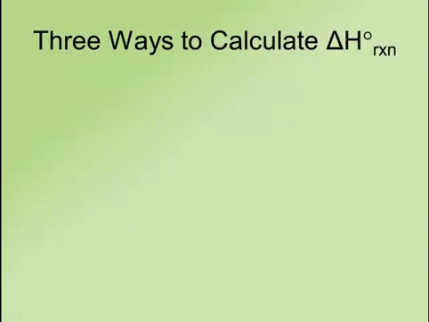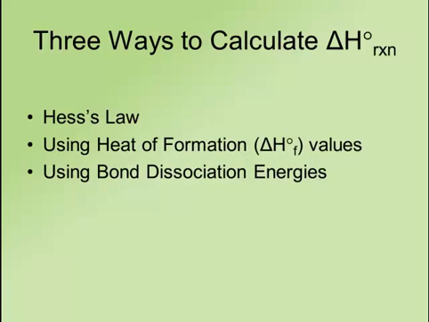There are 3 different ways that we just saw to calculate the heat of reaction. We can use Hess's law when we have existing thermochemical equations to manipulate and to add together. We can use heat of formation values, and we can use bond dissociation energies. The method used depends entirely on which type of information is provided in the question.